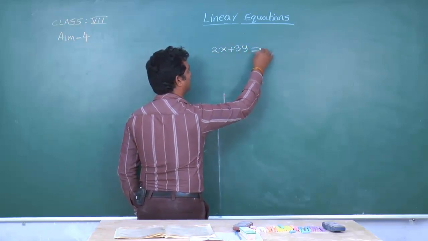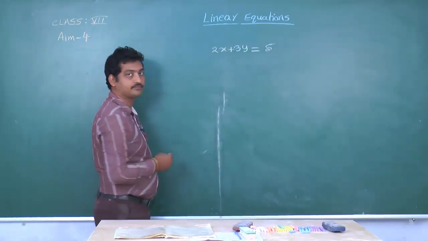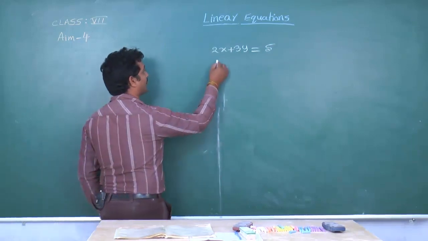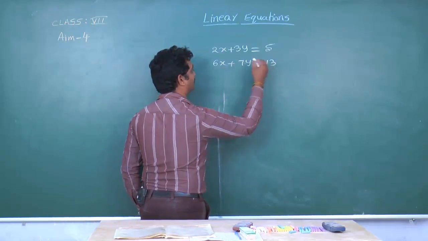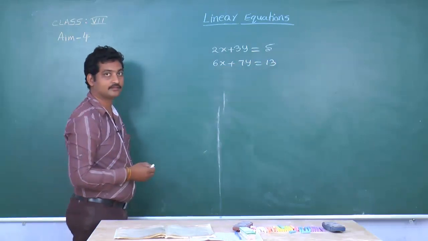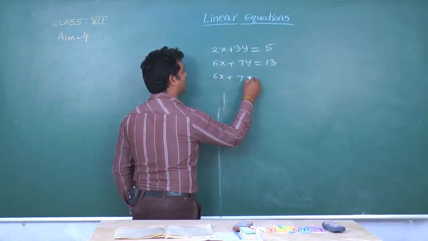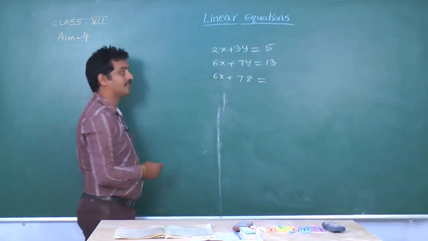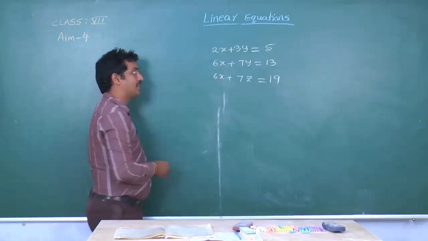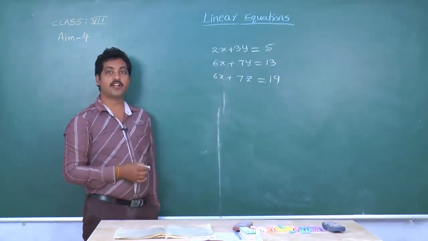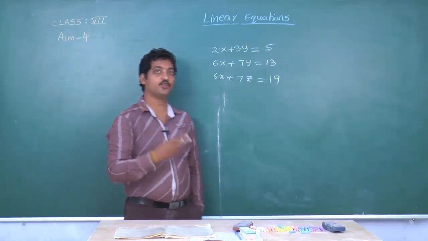2x plus 3y is equal to 5, 6x plus 7y is equal to 13, and 6x plus 7z is equal to 19. Here we are taking three linear equations in two variables.